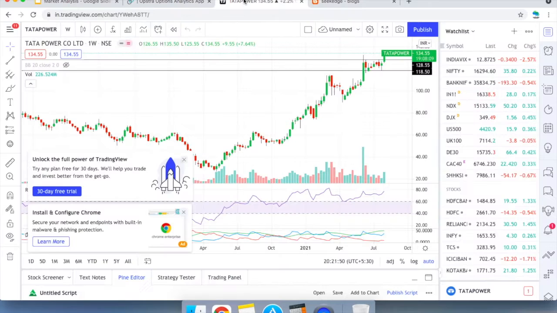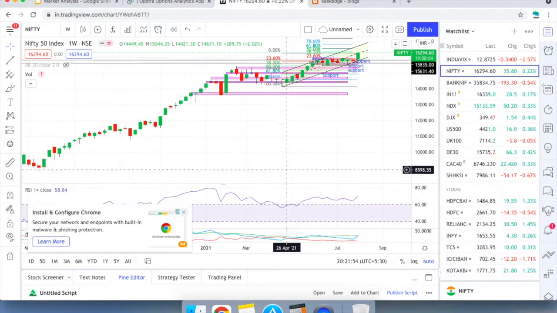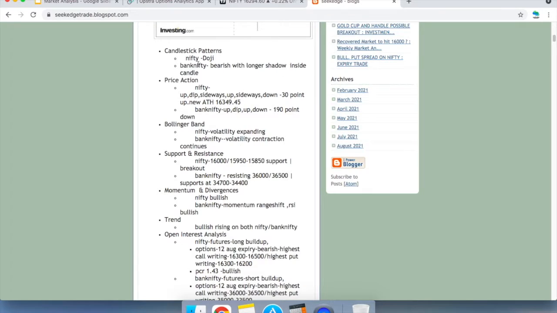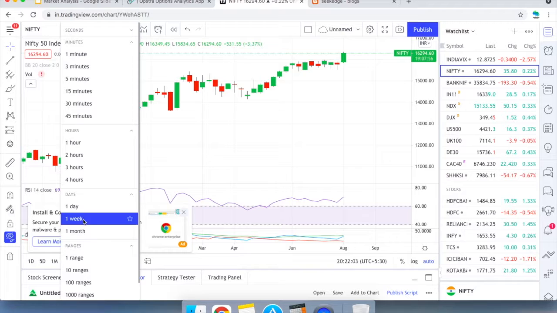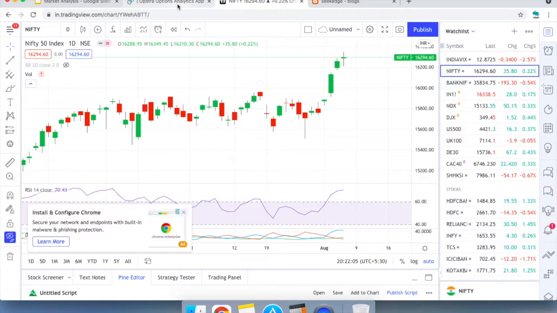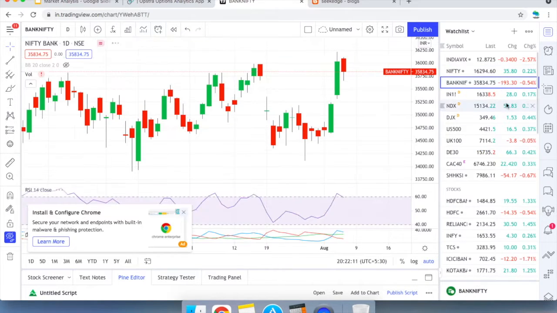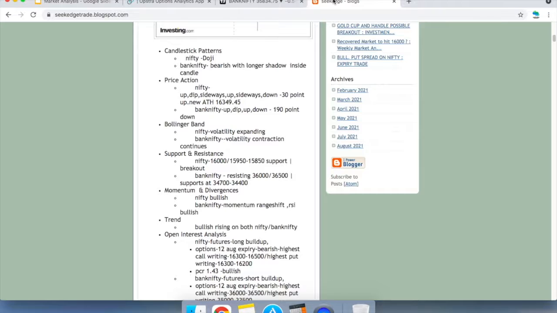So this is the Nifty chart and Nifty Index. Nifty has got a doji; you can see on the daily that there is a doji. Doji is uncertainty. Bank Nifty has got an inside bar which is bearish. It's a kind of consolidation, you can say.